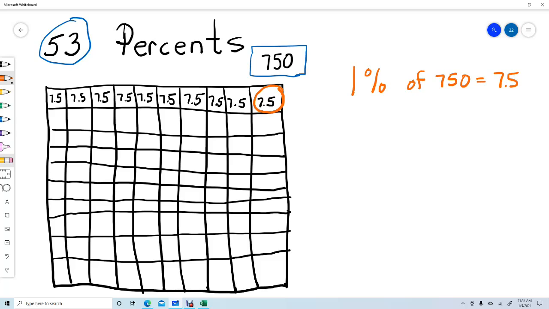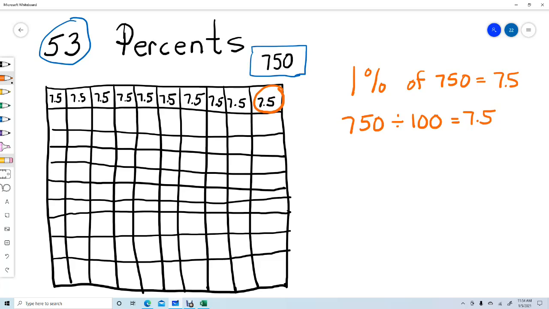And we can find 1% of any number by taking that number and doing what I did with 750, dividing it by 100. So what I really did here is I said 750 divided by 100 equals 7.5, or 7 5/10. Let's remember that when we divide and multiply by powers of 10, it's very simple. You don't have to get your division bar out and do long division. All we do is move the decimal place.